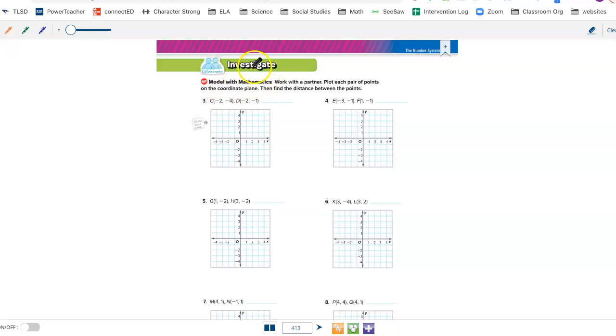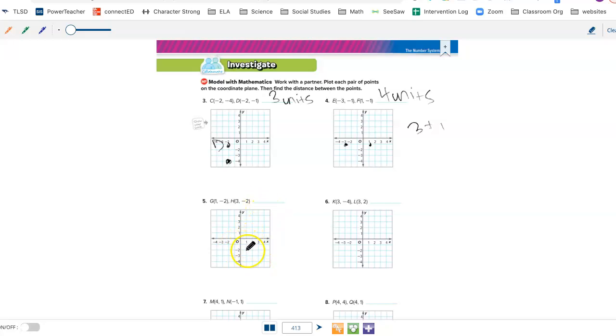It says plot each pair of points on the coordinate plane and then find the distance. So -2, -4 is where C is. -2, -1 is D. So what is the distance between -4 and 1? Or you can count 1, 2, 3. 3 units. E is at -3, -1. And F is at 1, -1. So what is the distance? Well, we're doing 3 plus 1, right? This is 3 from the y-axis, and this is 1 from the y-axis, so that's 4 units. Again, you can also count.